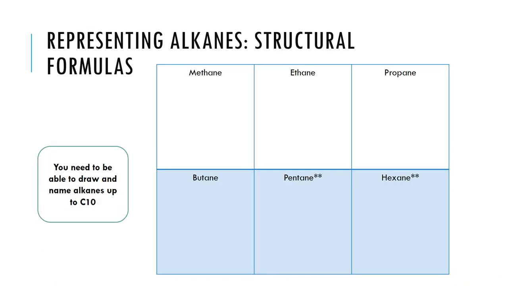Okay, so structural formulas, you need to know how to be able to draw and name alkanes up to C10, all the way up to decane. So let's have a look. We know how to draw methane, hopefully. Remember, it has a tetrahedral shape around the central carbon. Now ethane, I'm going to have my 2 carbons. Remembering carbon with 4 bonding pairs is going to have a tetrahedral shape around each one.